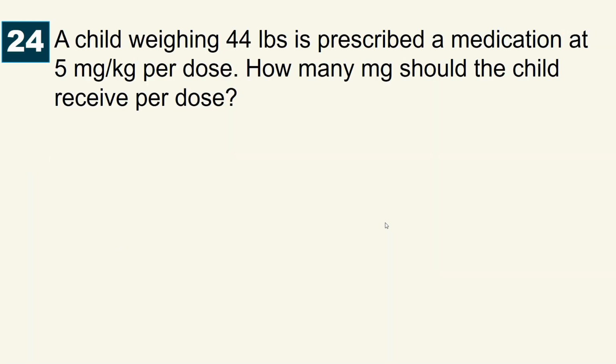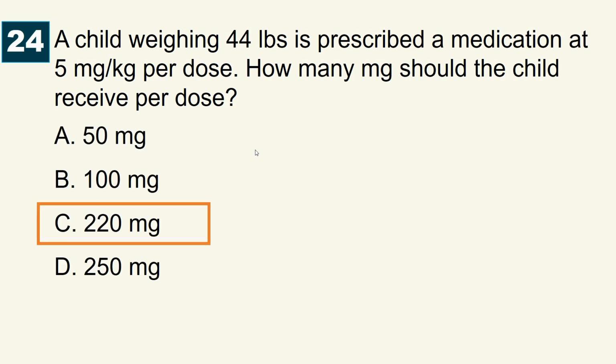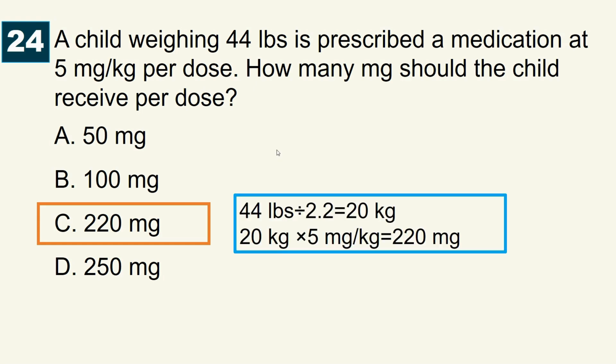Next, a child weighing 44 pounds is prescribed medication 5 milligrams per kg. How many milligrams should the child receive per dose? First calculate this into kilograms. That can be done by dividing by 2.2. So the answer here is 220. Let's see how we got this. 44 pounds gives you 20 kg, and 20 kg times 5 milligrams per kg. The correct answer is 220 milligrams.